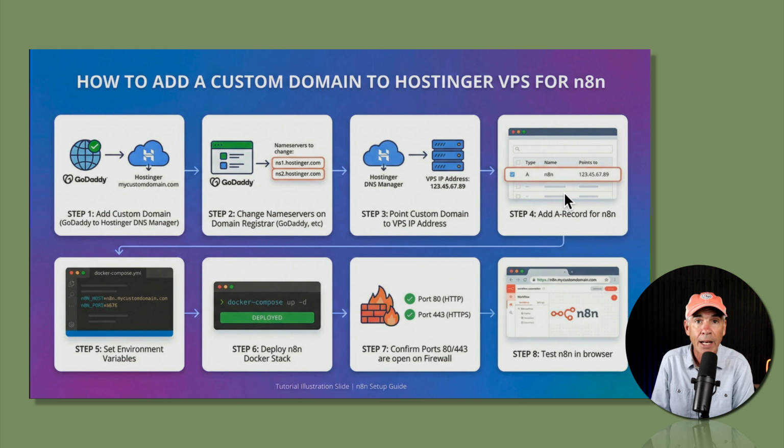Step 4, we add an A record for n8n. Step 5, we're going to update the n8n docker-compose.yml file by setting the environment variables. Step 6, we're going to spin up a new n8n Docker container with all of the changes that we made in Step 5. In step 7, we're going to go to the firewall rules and just confirm that we have ports 80 and 443 open. And step 8, we're going to test our new custom URL in a web browser and make sure that it opens n8n and that the connection is using SSL, so we know that our connection is secure.